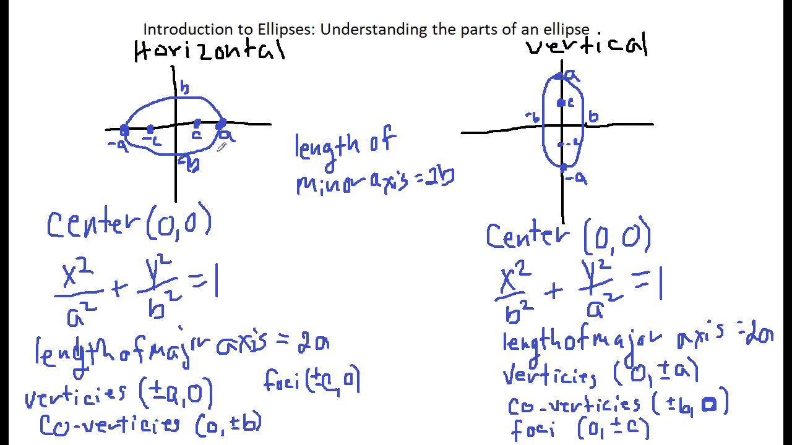Now, I know one thing we need to go over. To find a focus, if you know both A and B, to find C, C squared will equal A squared minus B squared. Okay, this will give you your position for C, the length of C.